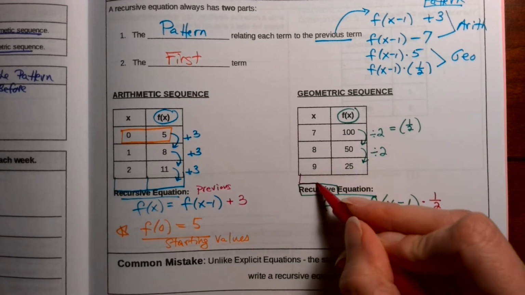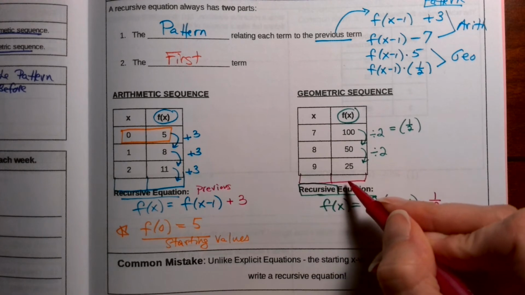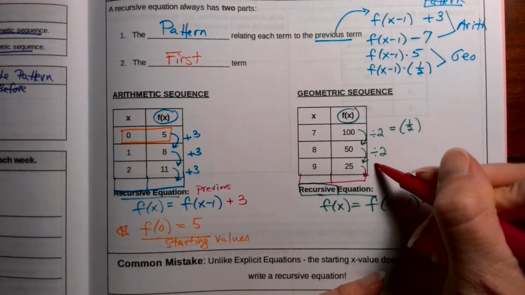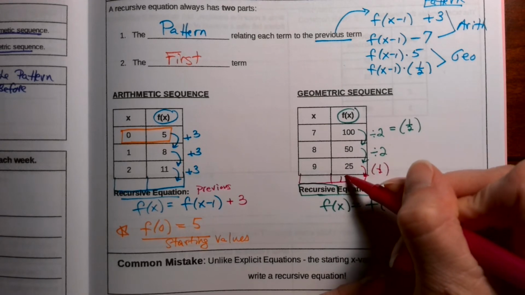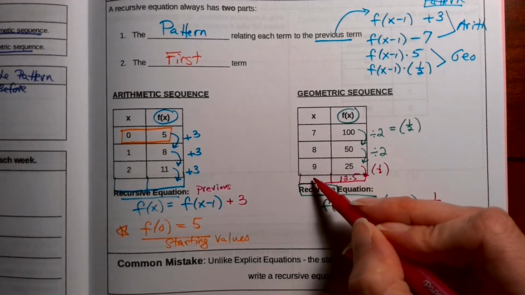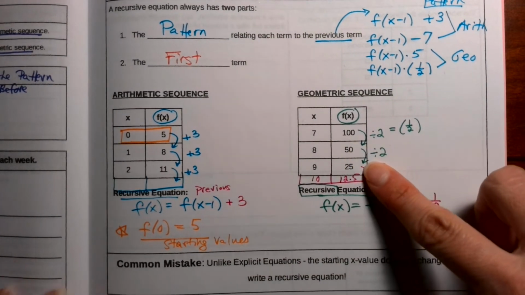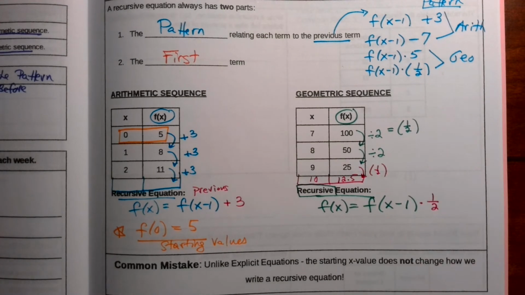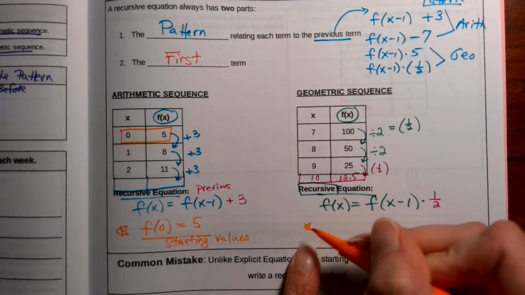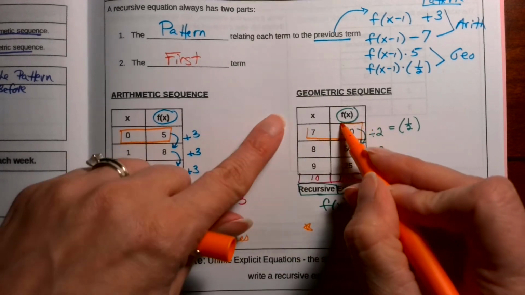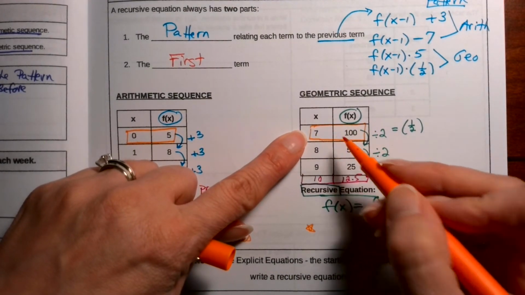So if it said find the next row here, I would take 25, multiply by 1/2, and I would get 12.5. So when x is 10, we get 12.5. Okay, so recursive is continuing the pattern. Oh, but hang on, you also have to state the starting number here. I have to give you something to start with. So what is the first input?